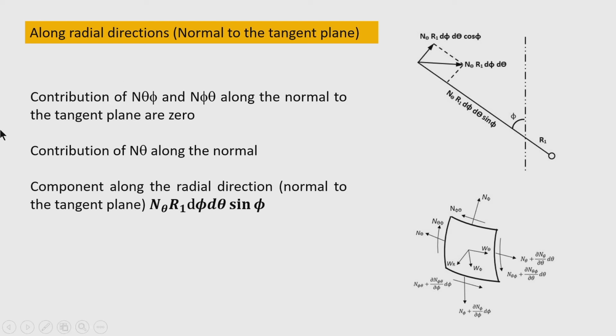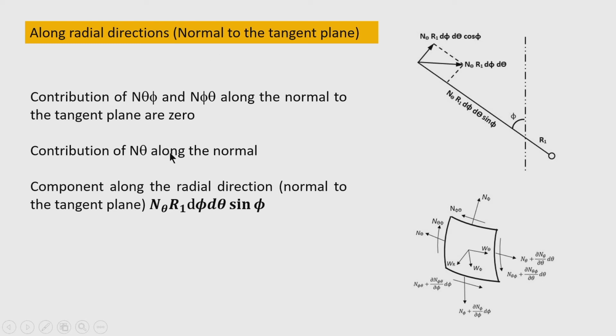Now, you can see if I take the normal direction, that is the radial direction, it is normal to the tangent. So, in that case you can see that n phi has no contribution, and n theta phi, n phi theta along the normal, when you resolve it along the normal, will have 0 value. Therefore, these two forces have no contribution towards the equilibrium equation in the normal direction.